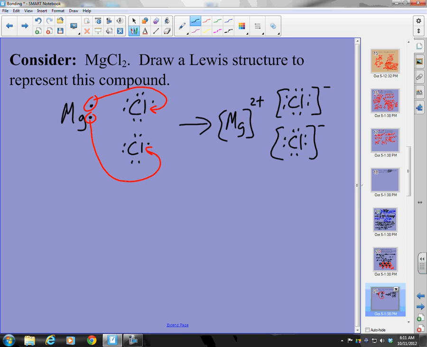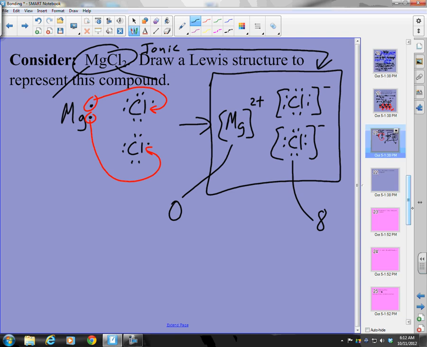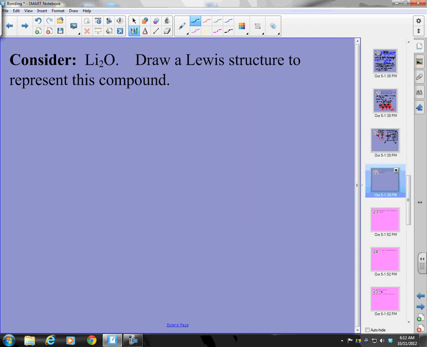Good. And so this is my Lewis structure to represent what kind of compound is this? Well, it has a metal and a nonmetal, so that is an ionic compound. And so this is the way that I represent ionic compounds, right? Notice, how many valence electrons are shown in my magnesium? 0. It now has a noble gas core. How many valence electrons are shown in my nonmetal? 8. And that's always going to be true in your ionic compound Lewis structure drawings. Got it? Easy. All right, your turn. Pause me and bring me back when you are done.